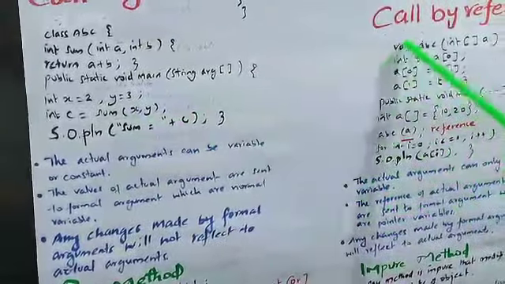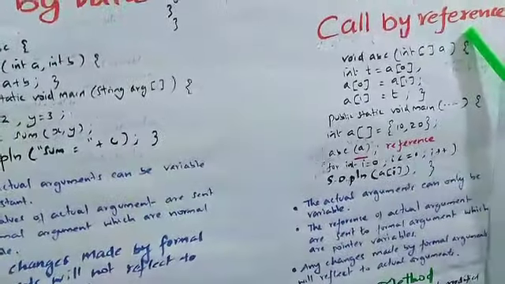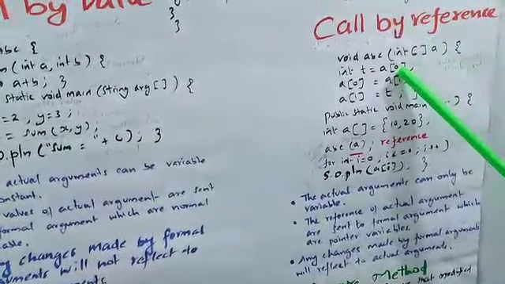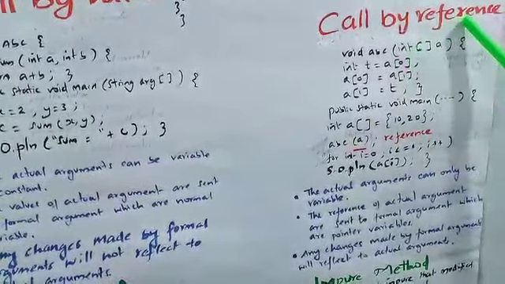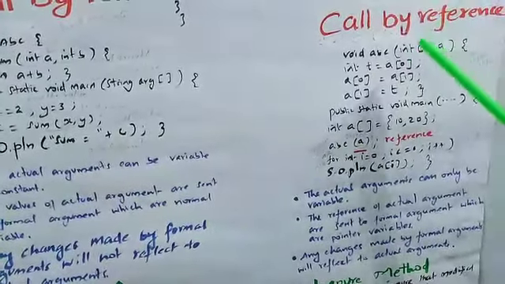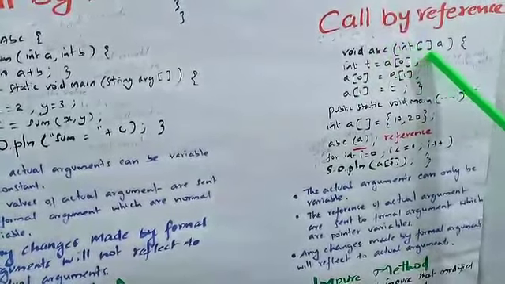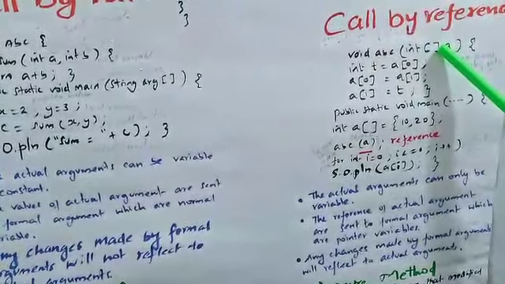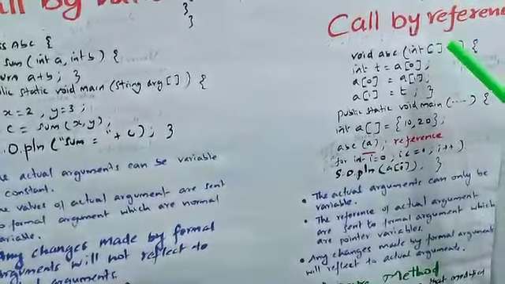Now we come to call by reference. In data types, two types are there: primitive data types and non-primitive data types. Non-primitive data types you can also call reference data types. Now we are using a reference. Void ABC we are using with int a of, that means we are using an array. Reference data types are of two types: class and array. So here we are using an array.